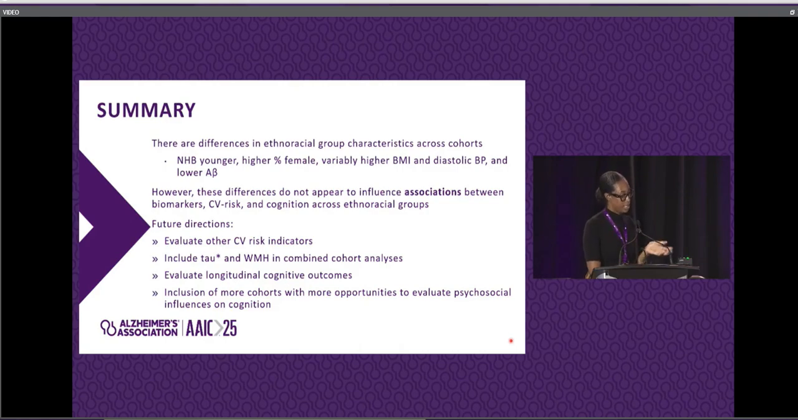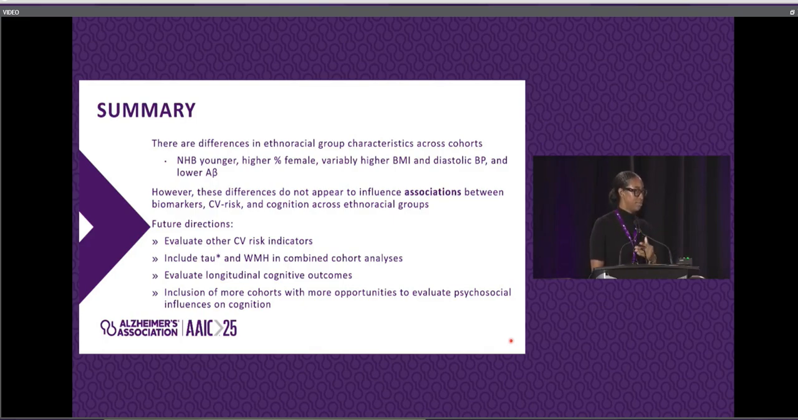So in conclusion, we can observe that there are differences in ethno-racial group characteristics across cohorts. So the non-Hispanic Black participants tend to be younger, have a higher proportion of women, and have variably higher levels of CV risk factors, and lower amyloid burden rather consistently. However, importantly, these differences do not appear to influence the associations that we see between biomarkers and cognitive outcomes, at least in these cross-sectional analyses.